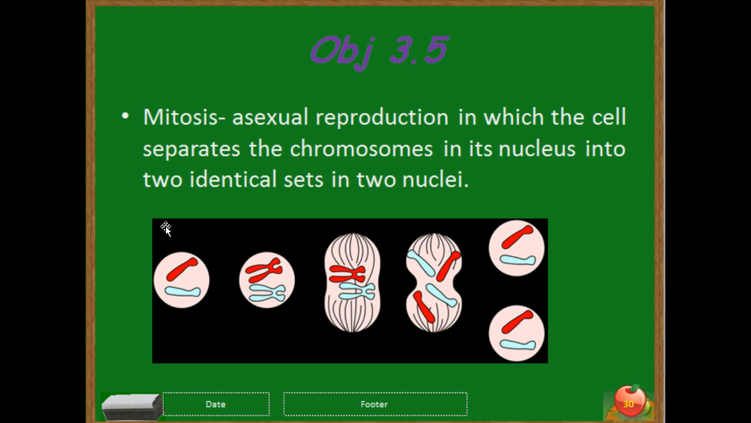Now the important piece with mitosis is you start off with two here, and because there's no mixing of sexual chromosomes, there's no mixture of genetic information, you end up with two identical sets in two nuclei. So we start here, we have one here, and as they go through the process, you have two identical sets. Those two identical sets are called diploid sets, because there are two sets.